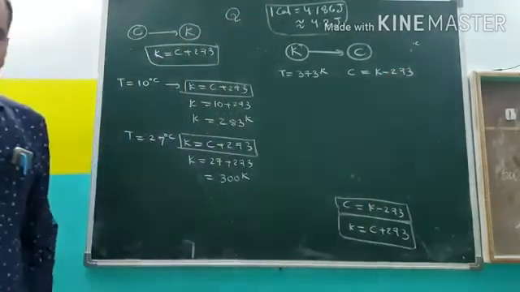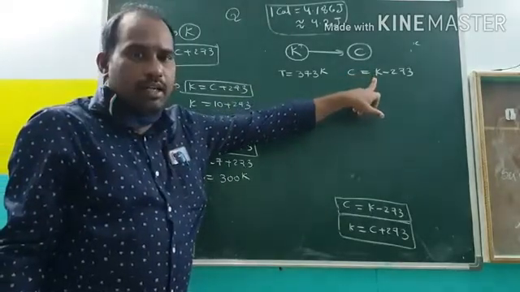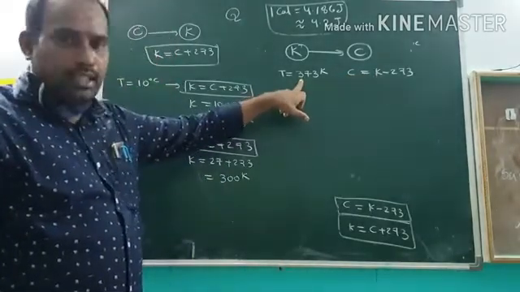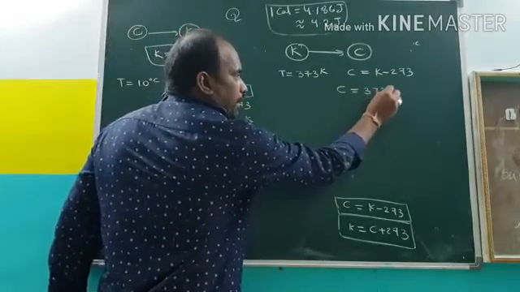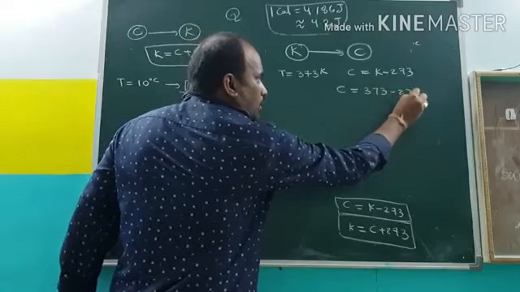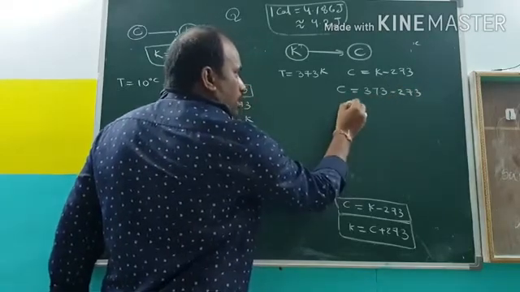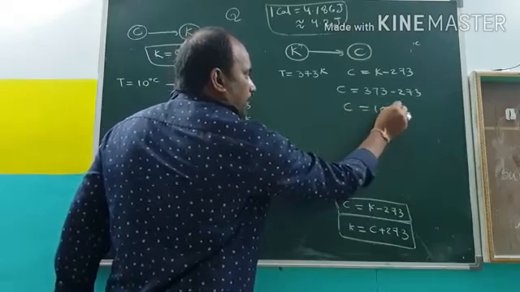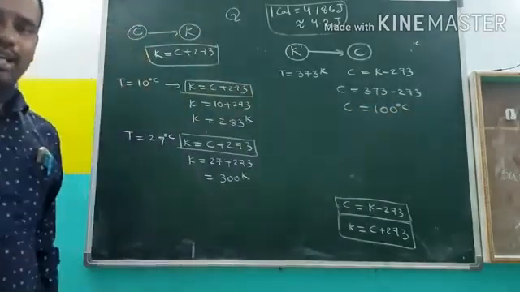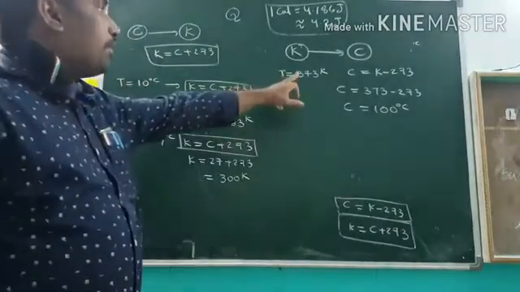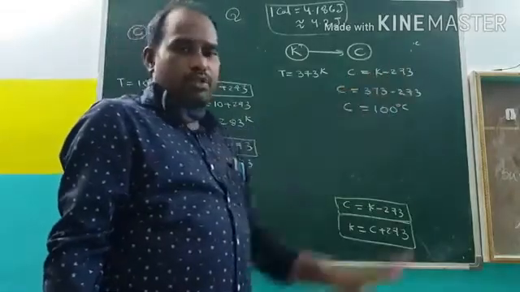C is equal to K minus 273. So what is the K value? K means the temperature in Kelvin, which is 373. So C is equal to 373 minus 273. What is 373 minus 273? 100. So the temperature in Celsius is 100 degrees Celsius. Are you clear now? Simple. They gave the K, and the formula is C is equal to K minus 273.